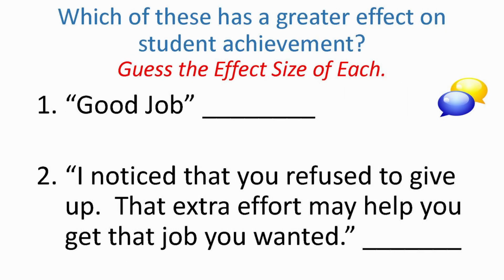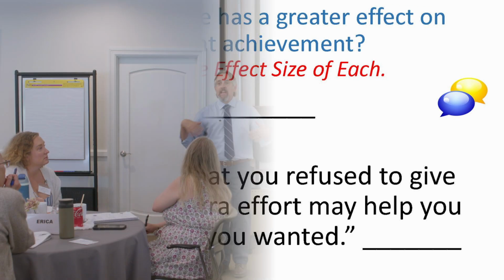I suggested this earlier, that good job vague praise doesn't get us a very high effect size. Your job with your partners, this will only take you about 15 to 20 seconds. What do you think is the effect size, the point number of good job? Drum roll, please. Your answer is 0.14. Is it positive? Yes. Does it move us? No. In fact, I heard John Hattie say it this way. Vague praise, like saying good job, doesn't move the needle.